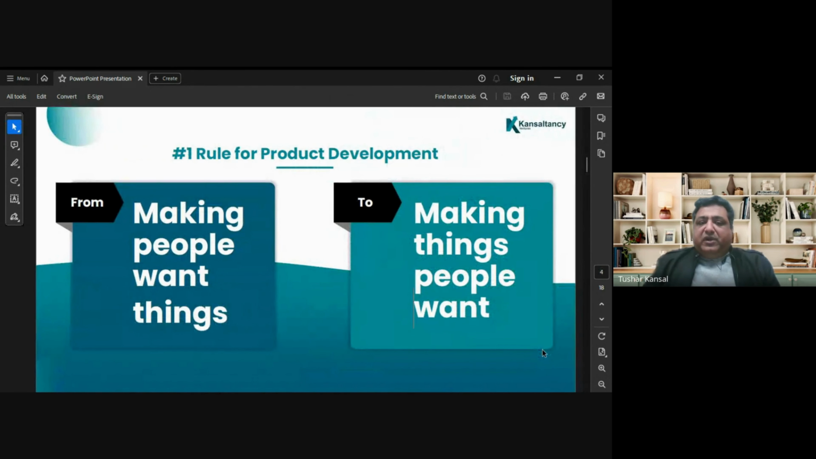Now, the number one rule for product development: a lot of you are technologists, so you are very passionate about technology. So you would want to make people buy your things. Like you create something and you say, now I will go ahead and sell it to the customer, prospective customer. But it doesn't work like that. You have to think in terms of making things which people want. And if you have heard Steve Jobs, then he always talked about always keeping the customer first.